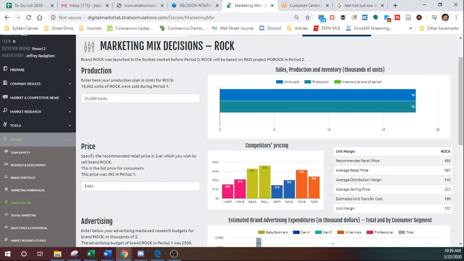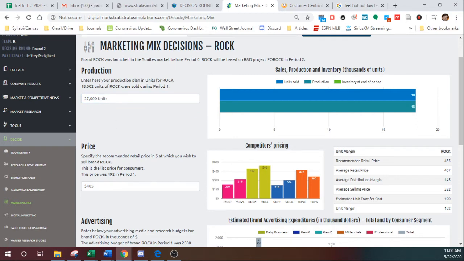Okay, so you can see that last period, 18,000 units of rock were sold. You have 0 units left in inventory. If you have estimated that this period there's going to be demand for say 27,000, you would just go ahead and put 27,000 as your production size order.